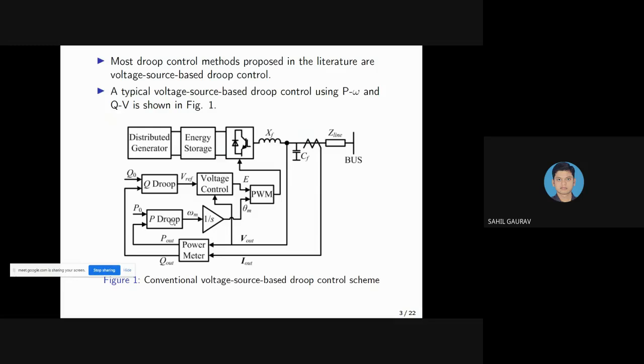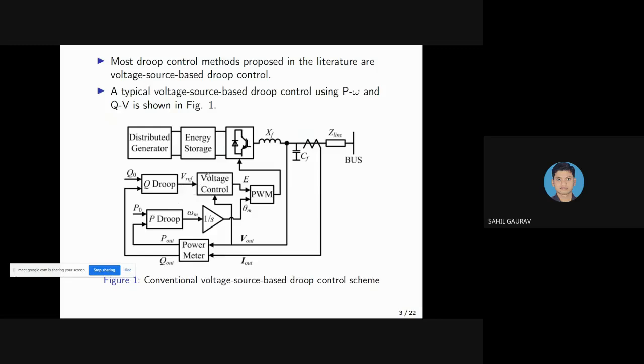The inputs of the P droop block are the measured active power, that is P out, and the set value of active power P naught, and it gives the reference angular frequency omega m according to the control mechanism of P omega droop. And the inputs of the Q droop block are the measured reactive power output, that is Q out, and the set value of reactive power Q naught, and it gives the output as the reference voltage V reference.